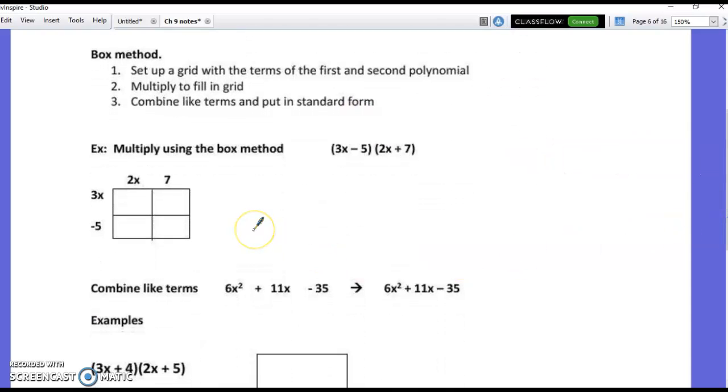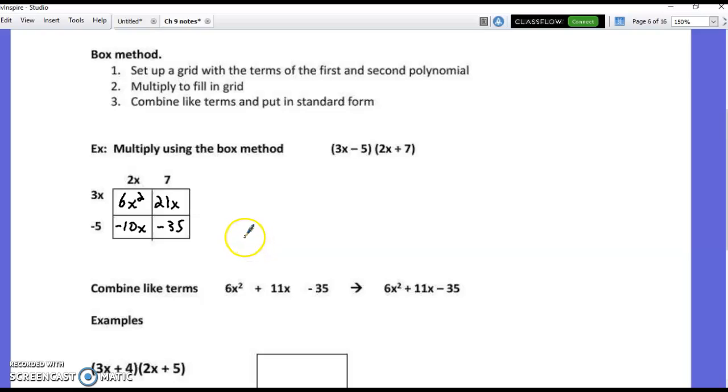You're going to combine those like terms, and we're going to write them in standard form. So in this example, we are going to set up our box method. We have a 3x and a negative 5, so I put these on this side. We have a 2x and a positive 7. Those are on that side. And then we're just multiplying. So 2x and a 3x, 2 times 3 is 6, and then we have x squared, because x times x is x squared. 2 times negative 5, so that's going to be a negative 10, and then we have that x. So in this box, we have 7 and a 3x. That becomes a 21x. And 7 times negative 5 becomes a negative 35.